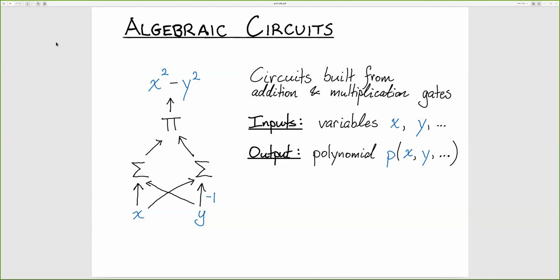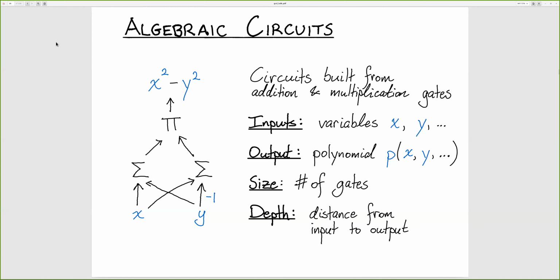And there are two parameters of these circuits we'll be interested in. One is the size, which is just the number of gates in the circuit. And the other is the depth, which is the longest distance from any input to an output of the circuit. And this depth is really our measure of parallel time in this talk. Because at every layer of the circuit, I can evaluate all the gates in one layer at the same time in parallel. So if I have a low depth circuit, this corresponds to a fast parallel algorithm. So really, these algorithms for computing determinants in parallel, solving linear systems, they can be expressed as an algebraic circuit of log squared depth. Okay, so that's it for context.